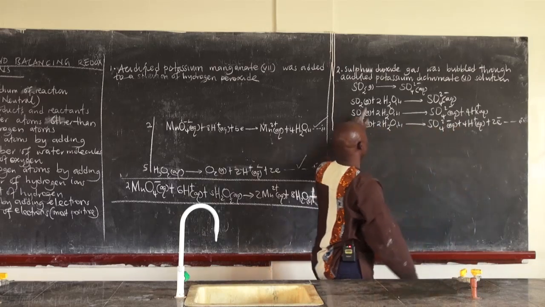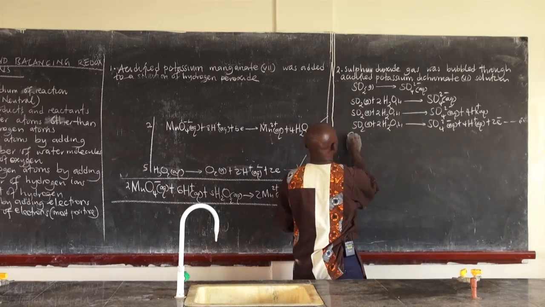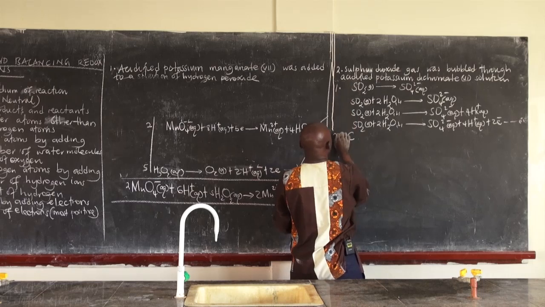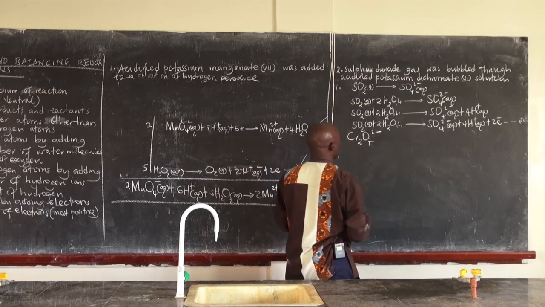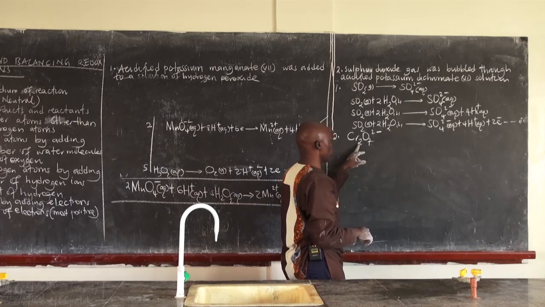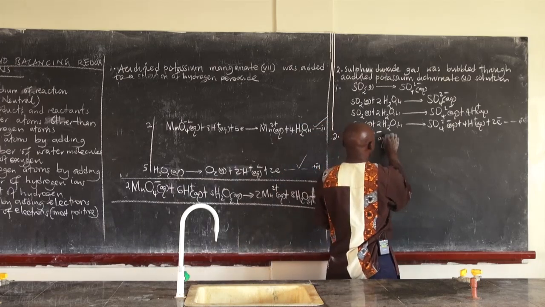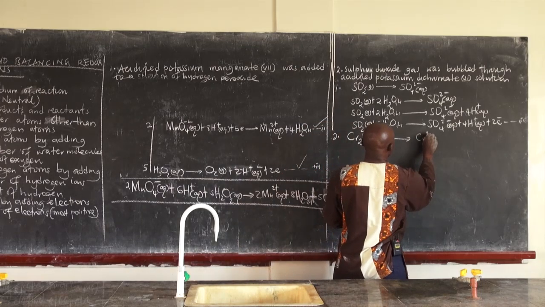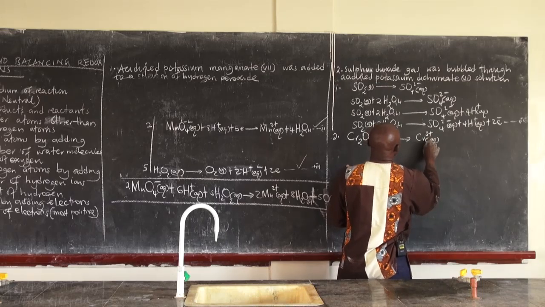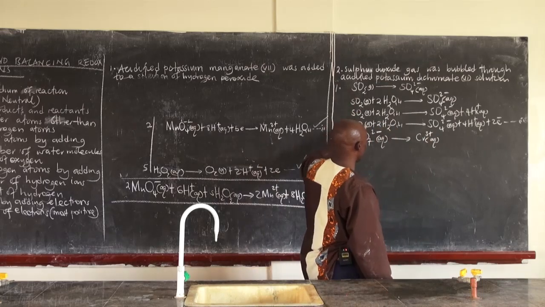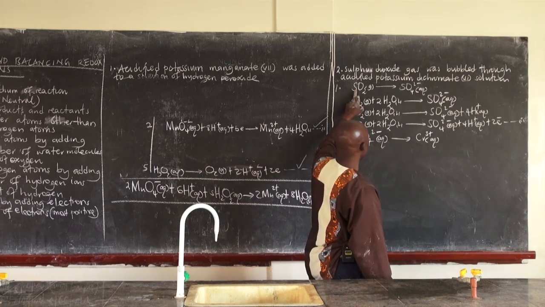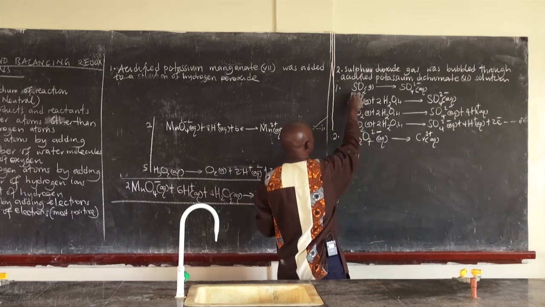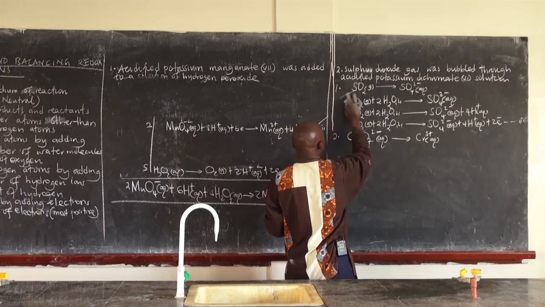Let's look at acidified potassium dichromate. This is 1, this is 2. The dichromate ions are like this. What does it go to? It goes to chromium(III) ions. If you want to know whether it's oxidation or reduction, check the oxidation state. You can calculate it. Watch my video about how you get oxidation states.